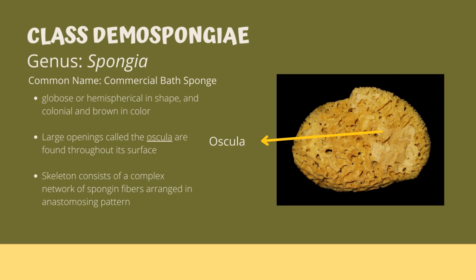The genus Spongia of class Demospongiae is popularly known as the common commercial bath sponge. It is globose or hemispherical in shape, and it is colonial and brown in color. Large openings called the oscula are found throughout its surface. Its skeleton consists of a complex network of spongin fibers arranged in an anastomosing pattern.